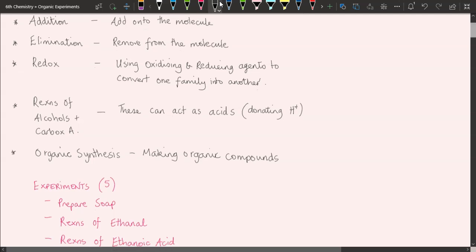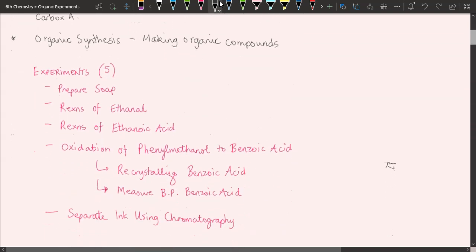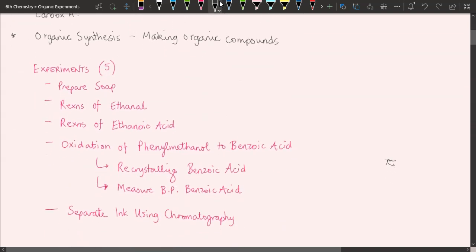And then for your Leaving Cert, here are the main 5 experiments that you have got to deal with. So the preparation of soap, which we've done, and the reactions of ethanol and ethanoic acid, which we didn't do in the lab, but I've sent videos on, and you need to just make sure that you look over those. It's not a big experiment, it's a couple of test tube tests. But definitely look over those.